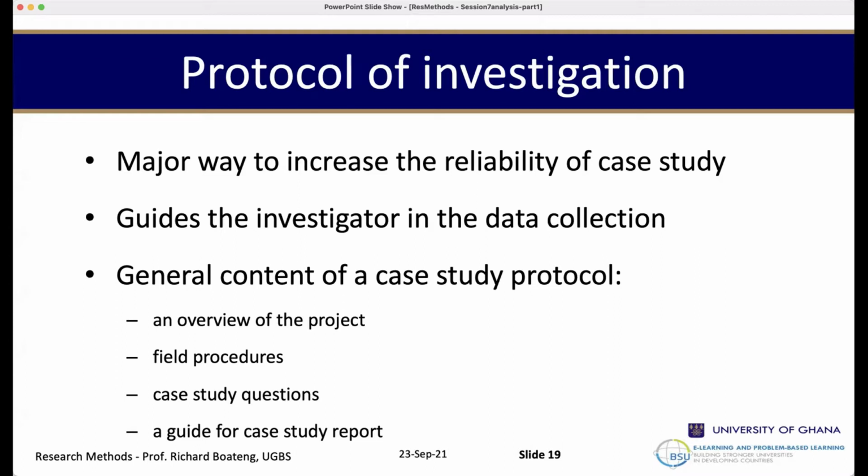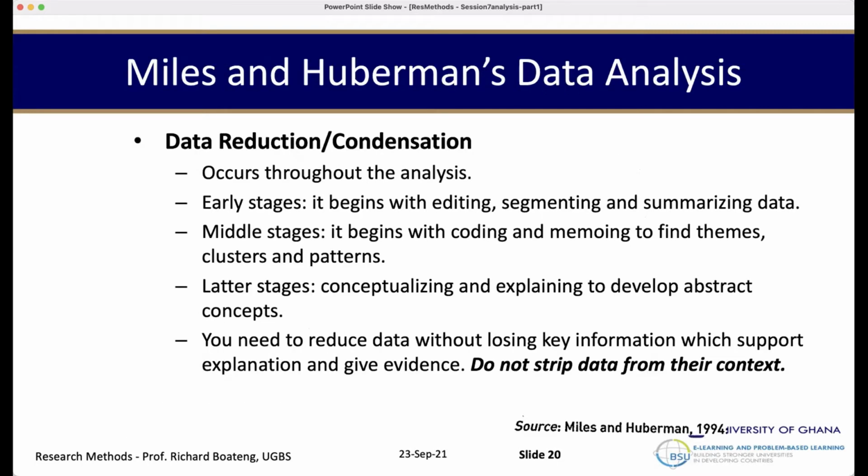The case study report will come out of your protocol for investigation. But the case study report is just an outline of what you want to collect or how you structure your report. The protocol for investigation will capture where you are going to collect your data, the procedures you are going to use, the questions you are going to ask, and end up generating the report. So by the time you finish your data management processes, you have collected data and then start looking at the patterns in the data to establish that the data is worth analyzing.